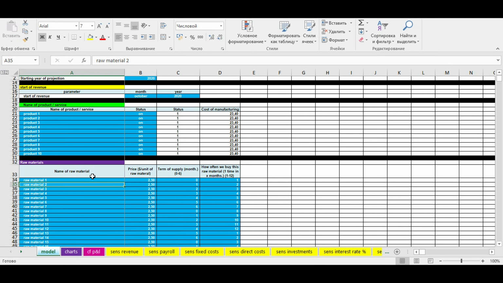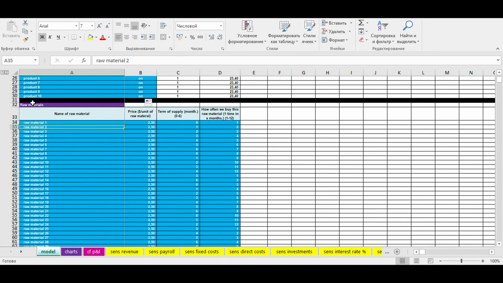Then we move to raw materials description. In the first column, we name all our raw materials which take part in manufacturing process. Then we set up a price per 1 unit of each raw material. Your raw material may have some terms of supply. Here we can specify this term.